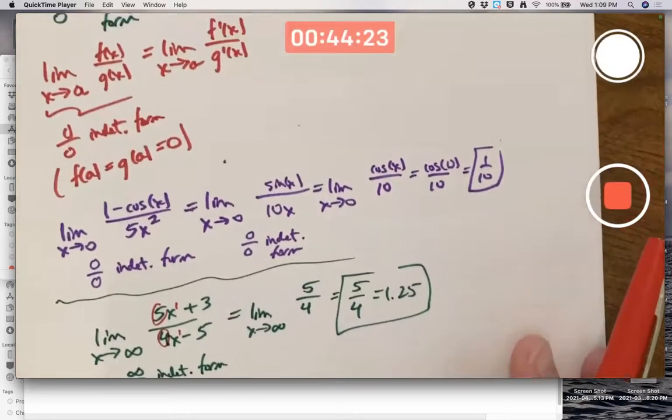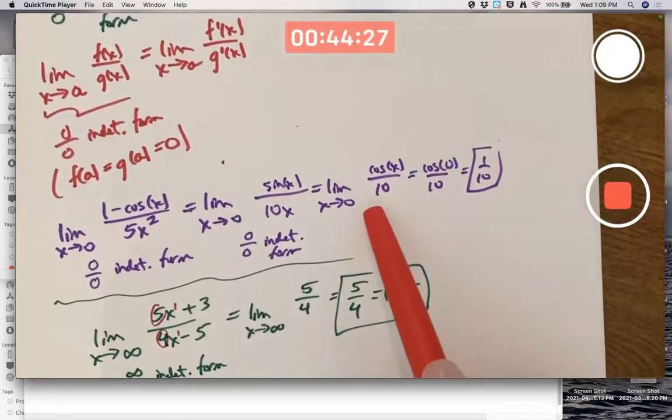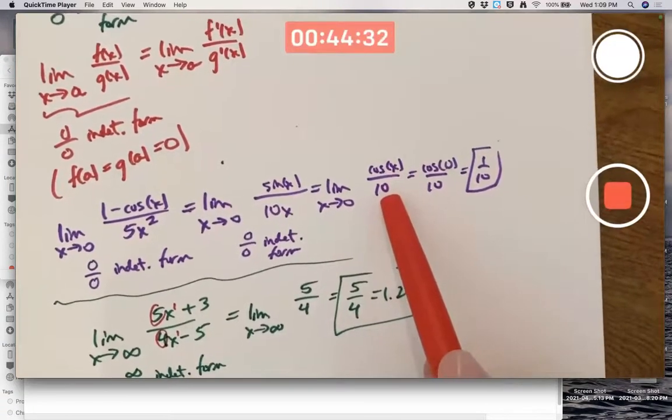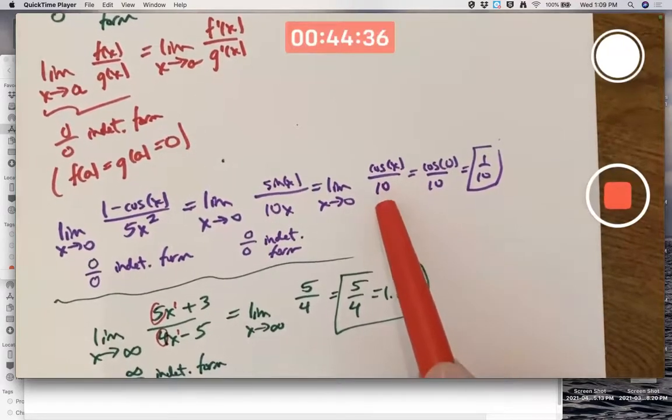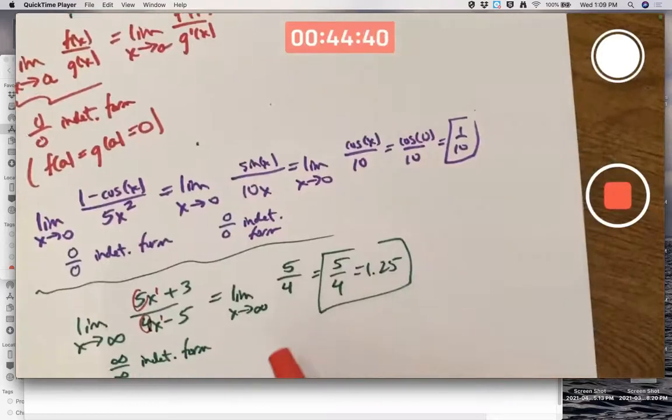By the way, to emphasize, L'Hopital's rule should not be used if it's not an indeterminate form. If you tried applying L'Hopital's rule here, you'd get the wrong answer because the derivative of 10 is 0. You'd be dividing by 0. Don't apply L'Hopital's rule here. Don't apply it here either. And don't apply it here.